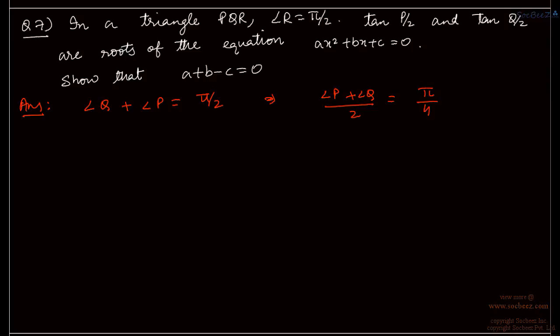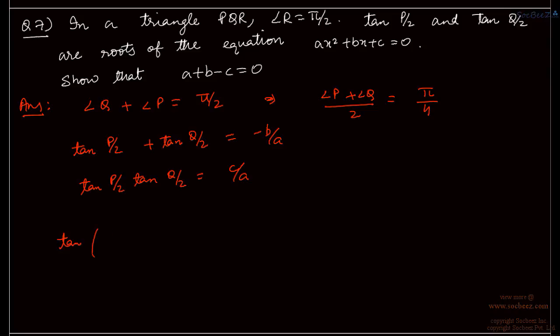Right? Now we know that again applying the sum of the roots, we have tan P by 2 plus tan Q by 2 is equal to minus b by a. Right? Similarly, tan P by 2 tan Q by 2 is equal to c by a. Right? Now let's apply the addition of angles formulae.